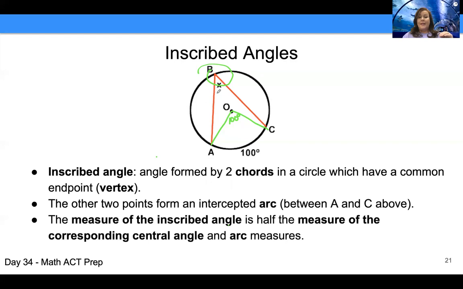It is going to be half. So if arc AC is 100 degrees, angle X will be 50 degrees. And it goes both ways. If angle X is 30 degrees, then the arc would be 60. We just double it. Yeah, 50 degrees.